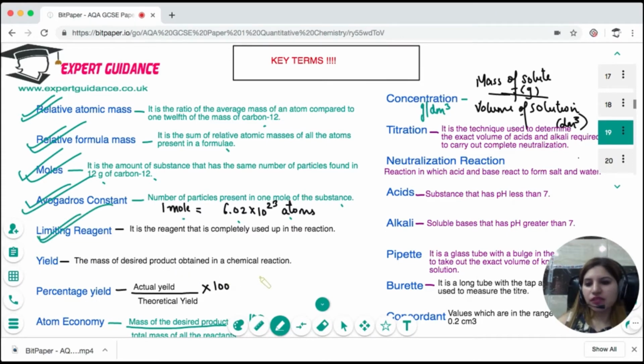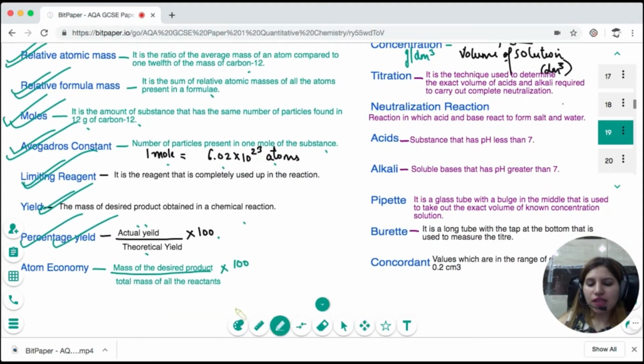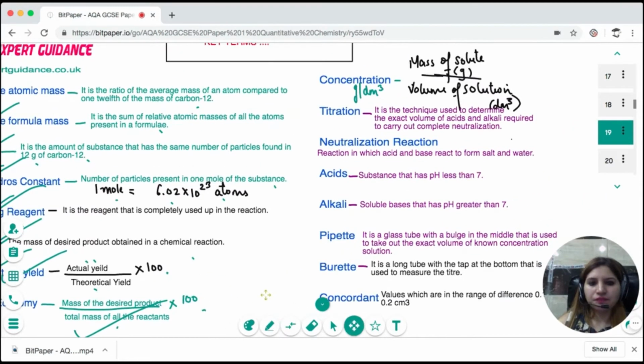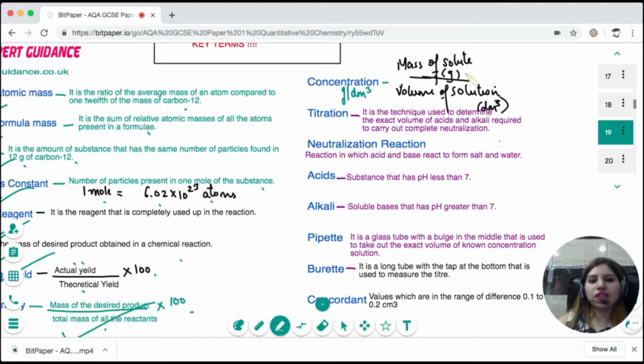Yield is the mass of the desired product obtained in a chemical reaction. Percentage yield is actual yield over theoretical yield times by 100. Atom economy is mass of desired product over the total mass of all the reactants times by 100. Concentration is the mass of solute. If you have to find in grams per dm cube, it is mass of solute in grams over volume of solution in decimeter cube. What is titration?